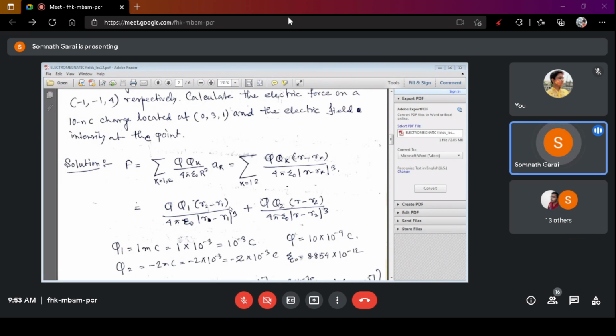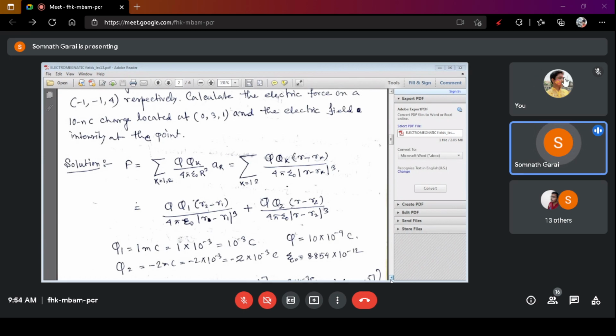Q1 (R minus R1) divided by 4 pi epsilon naught mod of R minus R1 cube. This is for the force for the first point charge, that is 1 microcoulomb with respect to 10 nanocoulomb. This is the equation. And plus Q2 (R minus R2) divided by 4 pi epsilon naught mod of R minus R2 cube. Right? Okay.